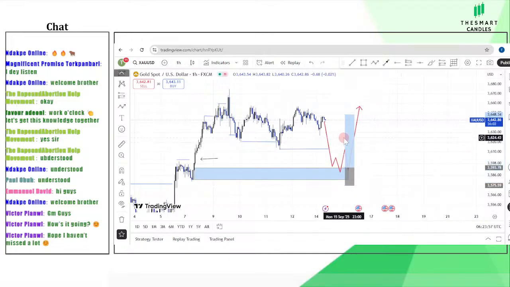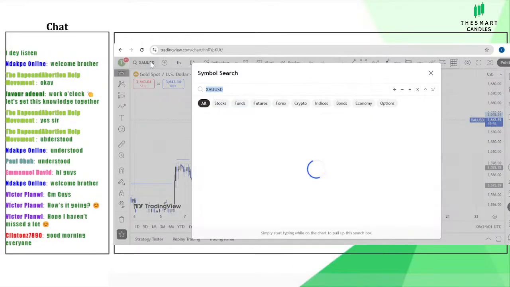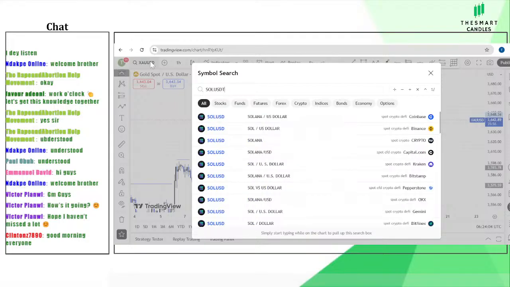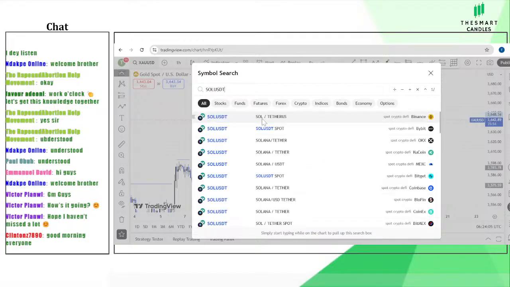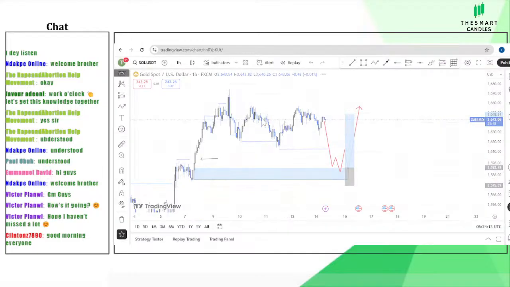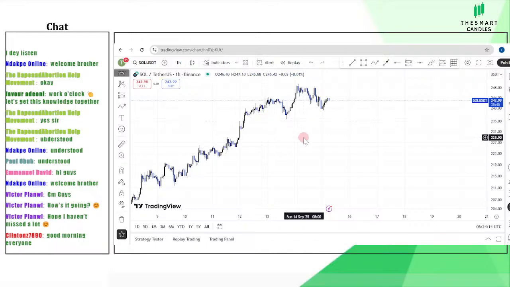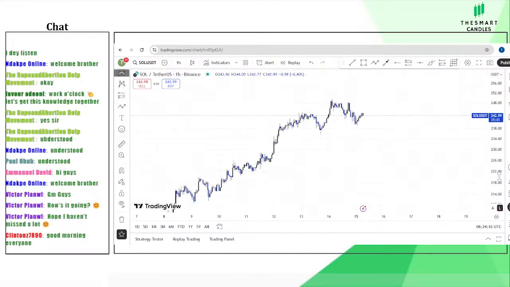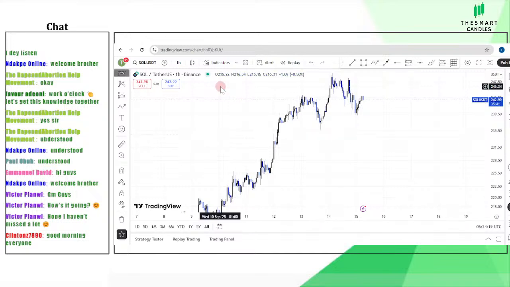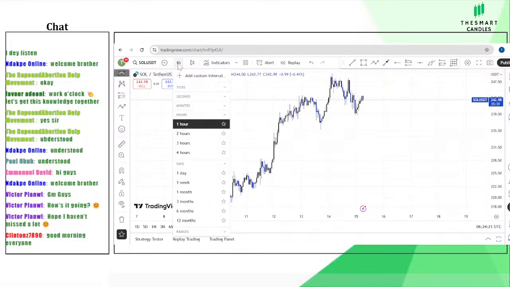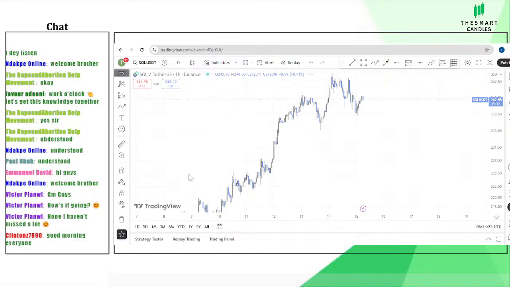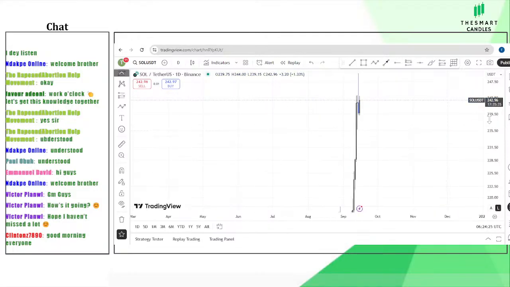So this is it. Now we'll be looking at Solana. Let's look at Solana, for the crypto traders. As I earlier said, we'll be looking at one crypto pair and one forex pair. So what can we see on the Solana market? I think the market is bullish. Let's look at the daily time frame. Wow.